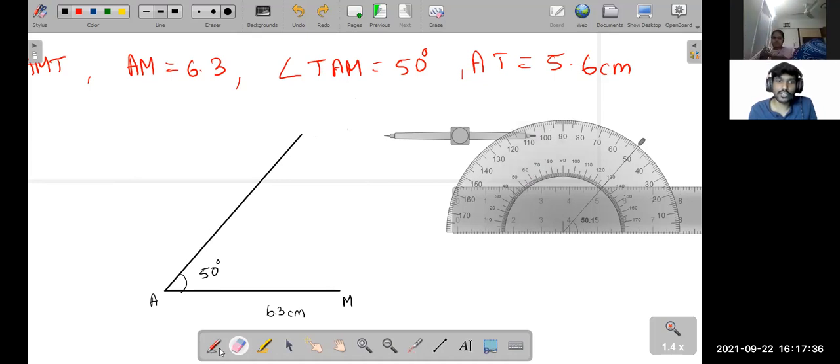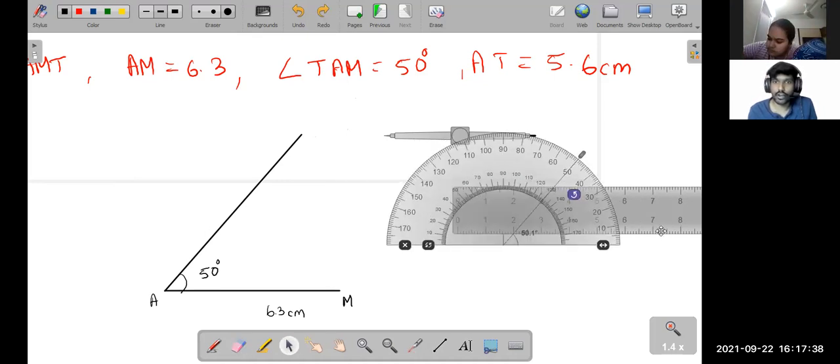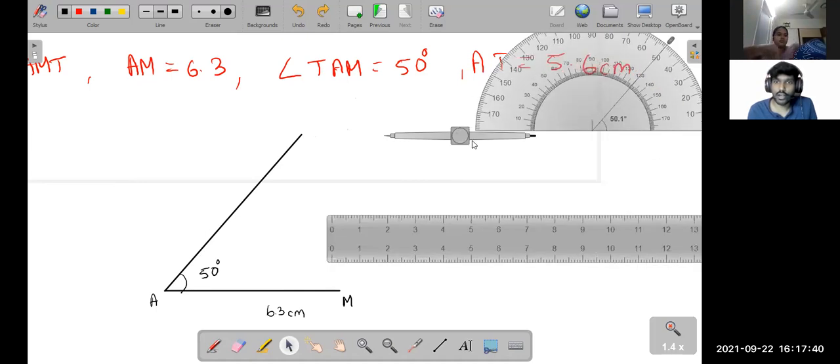So to draw the third side, I think you know how to do it. On your compass, yes, we have to draw the third side now. Our third side is 5.6 centimeters. So on your compass, with the help of your scale, measure 5.6. You've taken 5.6. Done.